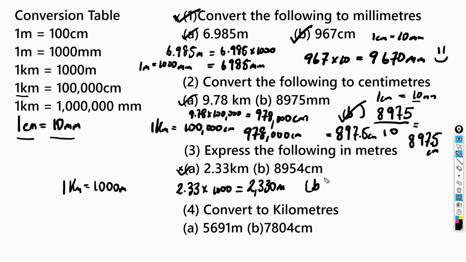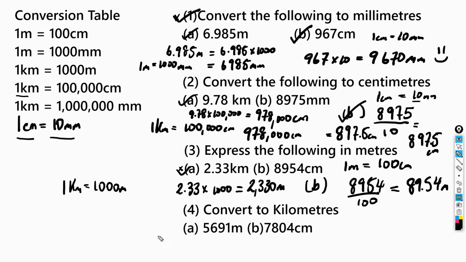And for B, we have 8,954 centimeters, and we need to convert this to meters, right? But we know that 1 meter is equal to 100 centimeters, right? So all we have to do is divide this 8,954 by 100, and we should get the number in meters, which should be 89.54 meters. All right, guys?